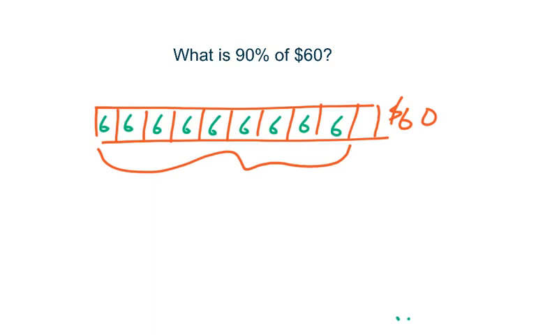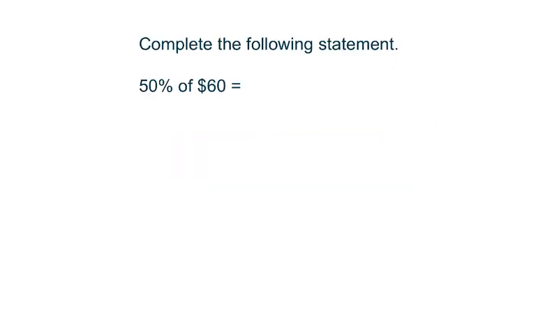And so with $6 times 9 boxes, that's going to make our total amount here be $54. So we can say that 90% of $60 is $54. I like those also. Now let's look at another one here.